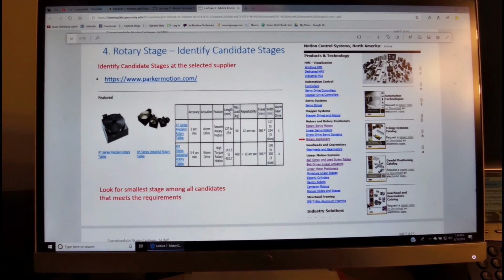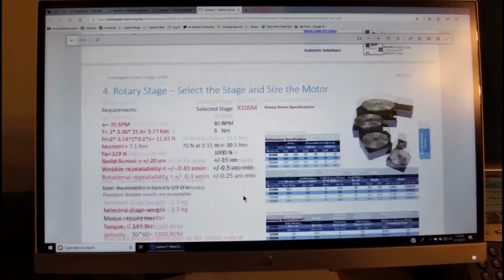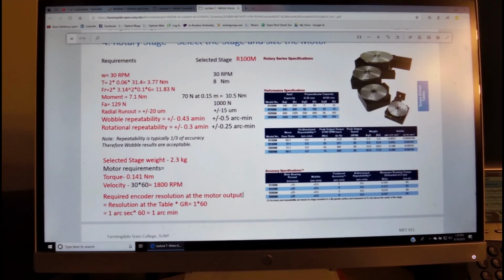Once we have all this information, we can go to the catalog of the stage. In this particular case, Parker Hannifin Corporation in Pittsburgh provides us this information, and we can go to their catalog. We can click on that. I recommend that the students do that in order to see the details, find the smaller stage, which most likely is going to be the lowest cost, that will meet all the requirements, and try to size it up.